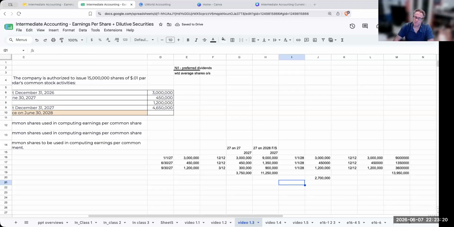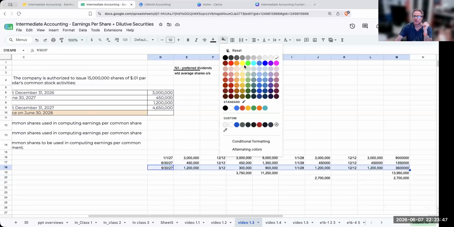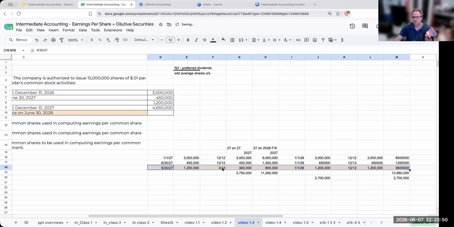And if I look at this, well, what's causing that? It's really these 900,000 shares, which are now being multiplied by 12/12s. Before this was 300,000. This is now 1.2 million. So this is what's causing the difference between these two amounts. It has to relate to this because in 2027, these shares were only outstanding for 3 months, but in 2028, they were outstanding for the full amount. That's why my weighted average shares outstanding is different for each year. So hopefully this helps. I look forward to seeing you on the next video. Have a great day.